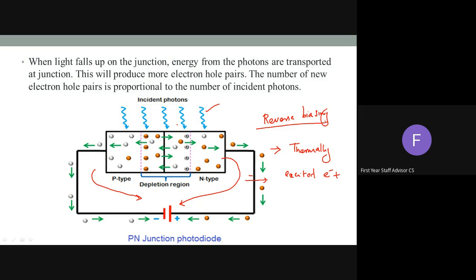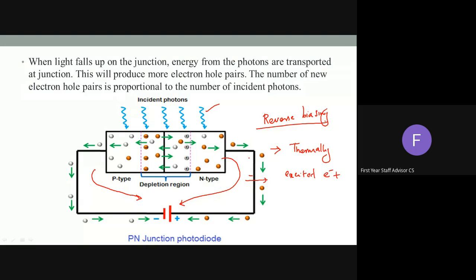So once again, when the photons or light waves are incident on a depletion region of a PN junction diode, electron hole pairs are generated. These electron hole pairs will be attracted to the N side and P side of a semiconductor PN junction diode based on the polarity, and this results in a current which is flowing through the circuit.